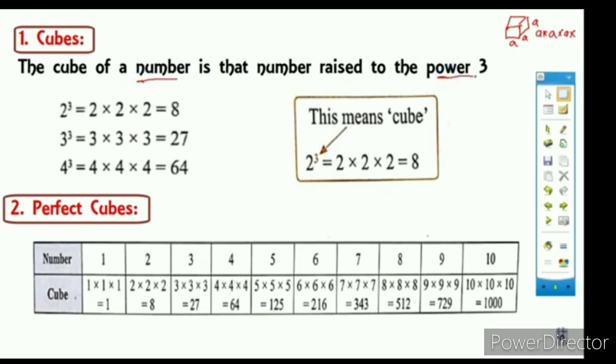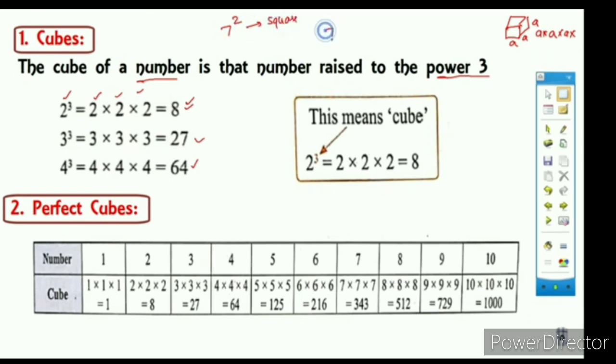The cube of a number is that number raised to the power 3, right? A to the power 3 is read as A raised to the power 3. Examples of some cube numbers: 2 cube. We repeat 2 three times, and we will get one cube number, that is 8. Next, another example, 3 cube. 3 into 3 into 3, we will get 27, which is another cube number.